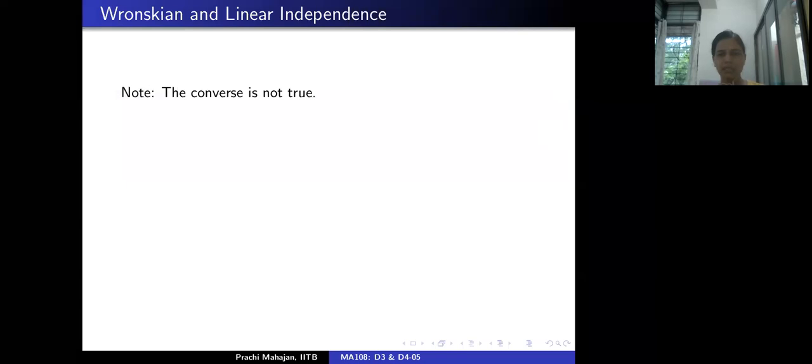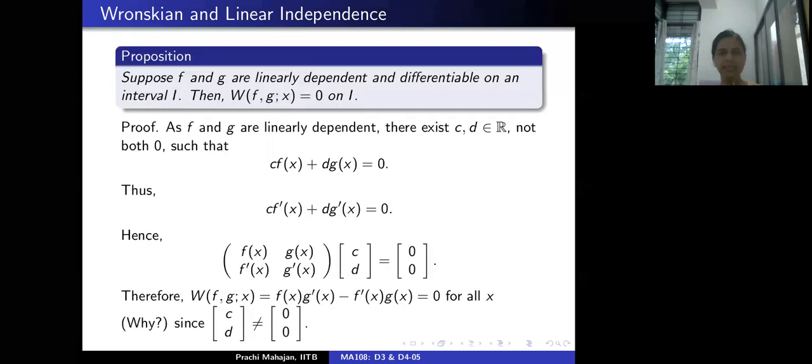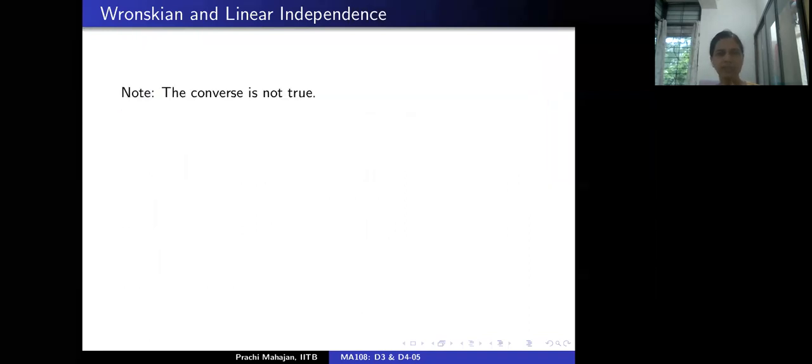So here's a caveat. The converse to the statement is not true. Which means what? If the Wronskian of f and g is identically 0 on an interval I, and f and g are given to be differentiable on the interval I, that does not guarantee that f and g ought to be linearly dependent on that interval. So let me try to convince you with an example.